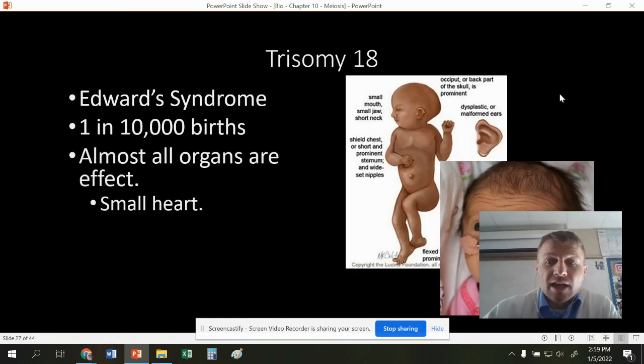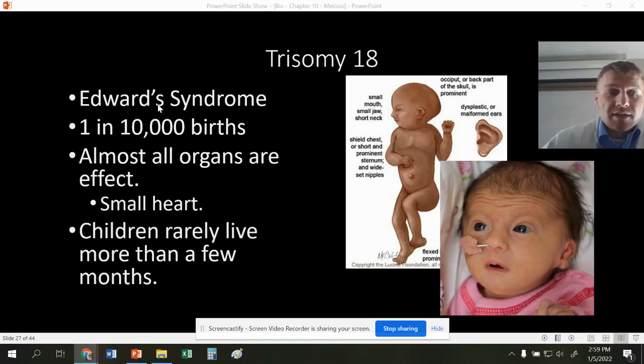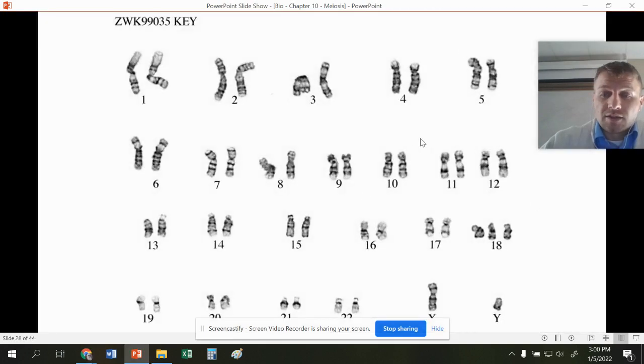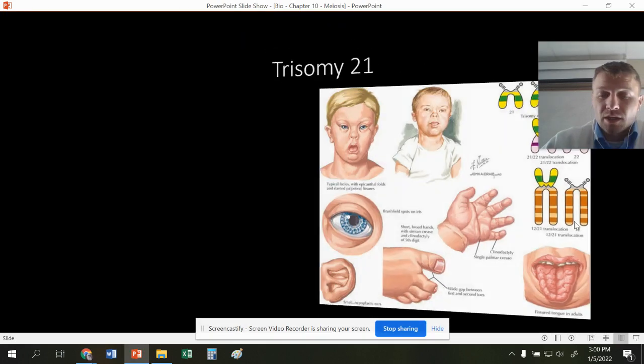Trisomy 18 is Edwards syndrome. These individuals have a trisomy in their 18th chromosome, and you can see again they have some abnormalities, and again they don't live very long. These are 2 of the 3 trisomies that happen in humans. You can see here the 18th chromosome, or I should say the 18th homologous pair of chromosomes, they have an extra chromosome.